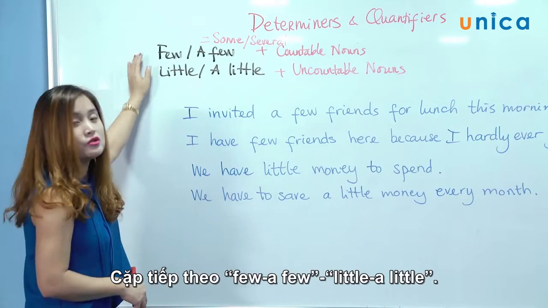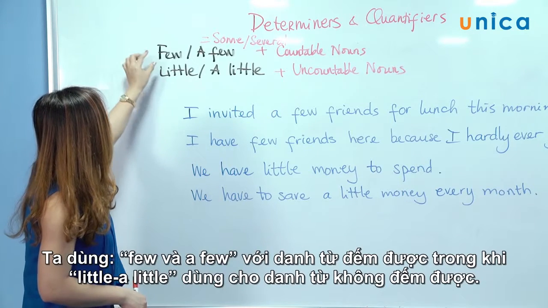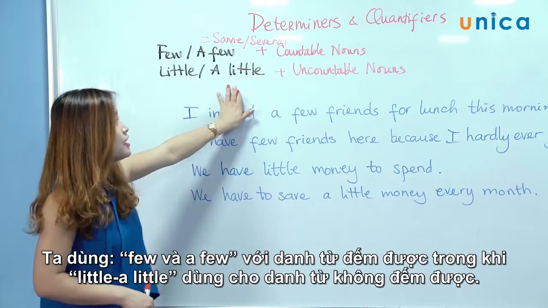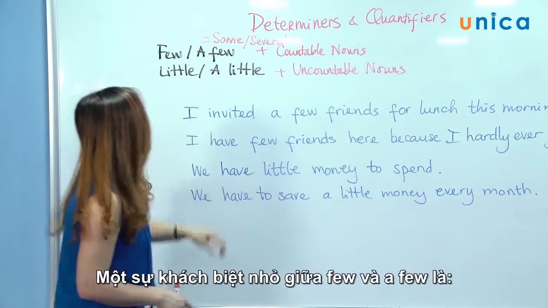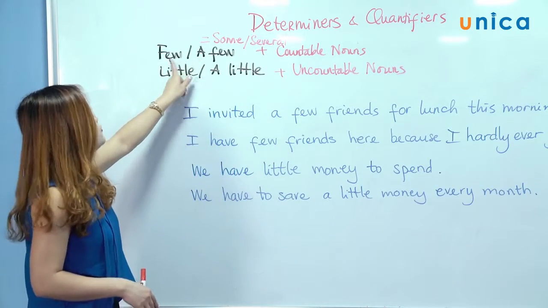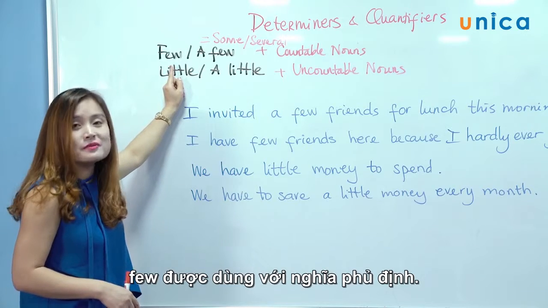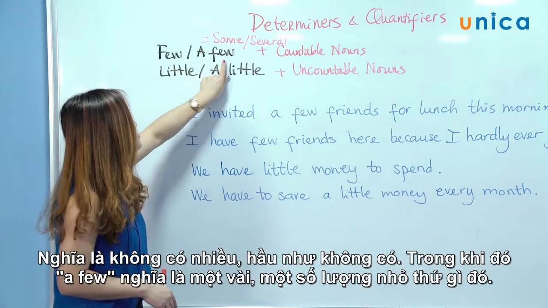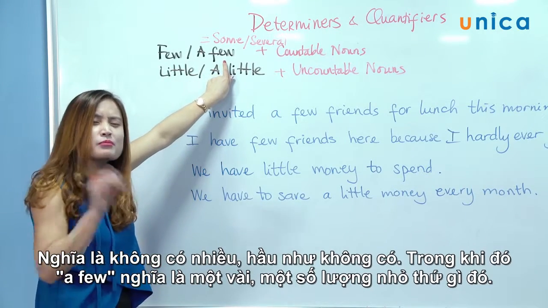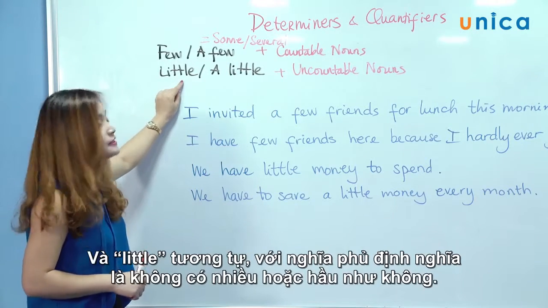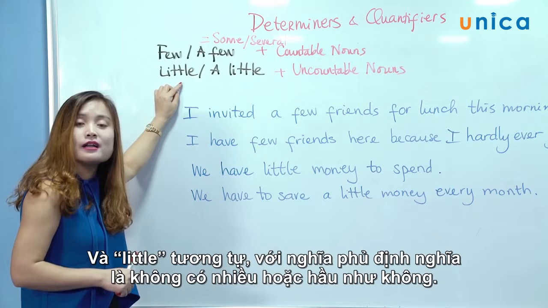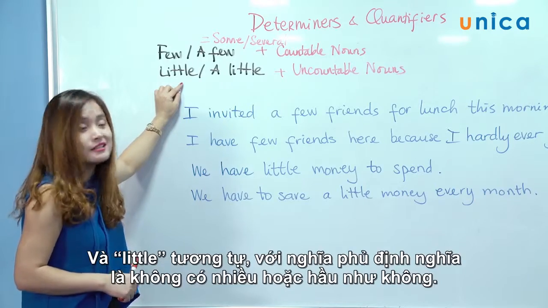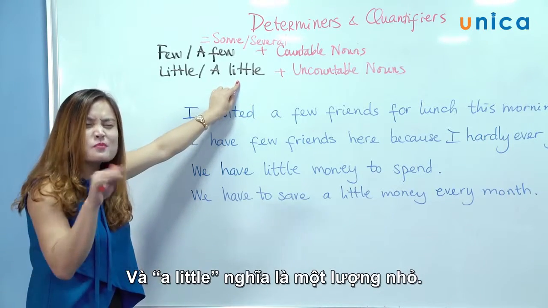We have few, a few, little, a little. We use few and a few with countable nouns, while little and a little are used with uncountable nouns. Okay, and here's a little difference between few and a few. Few is used with a negative meaning. That means not many or almost none, while a few means some or several, a small number of something. And little, the same, with negative meanings or connotations. All right, means not much or almost none. And this one, a little, means a small amount of something.